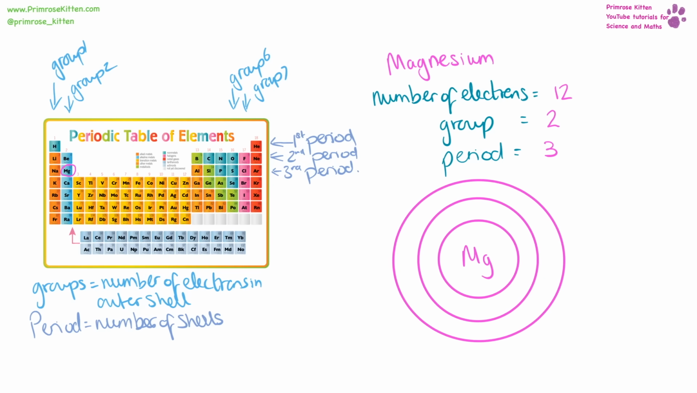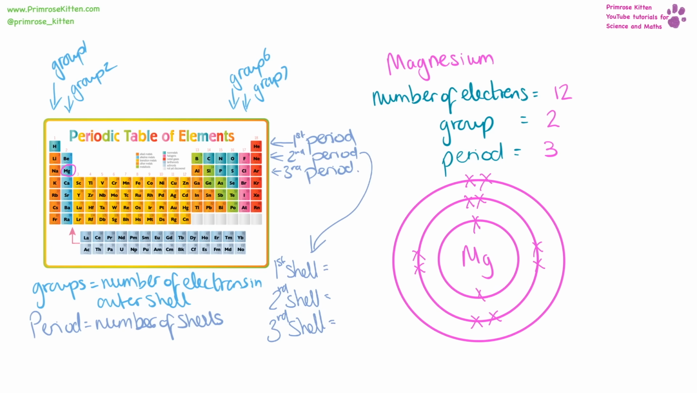So when we want to draw the electronic configuration of magnesium, we know it's in period 3, it's going to have 3 shells. First thing we can do is draw 3 shells. 2 go on the first shell. 1, 2, 3, 4, 5, 6, 7, 8 go on the second shell. That's the most that can fit in that shell. That brings us up to 10, 11, 12, 2 electrons on the outer shell.